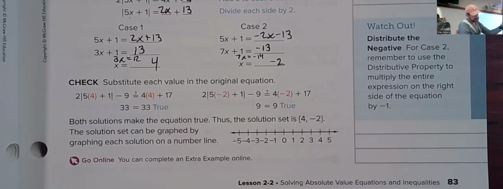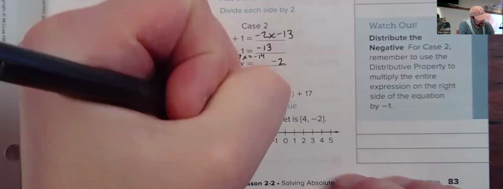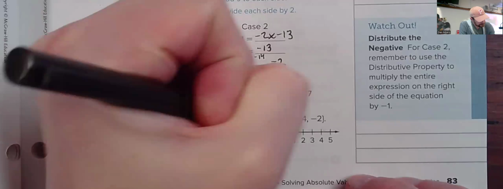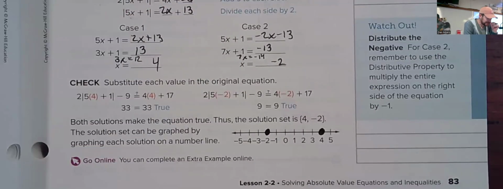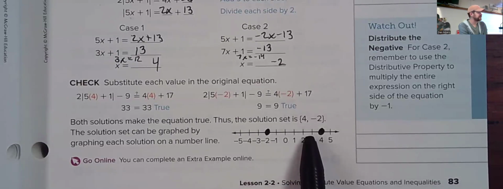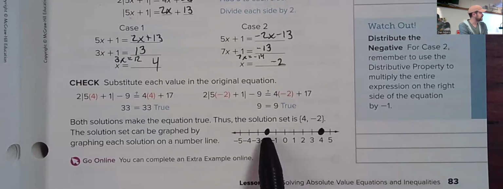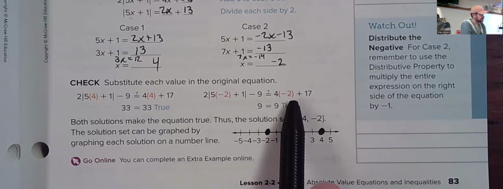So, there it is. Not an inequality. These are the only 2 values that work. There are no lines or arrows that go on this number line. It's just saying that those 2 values, when plugged into this particular equation, both work.